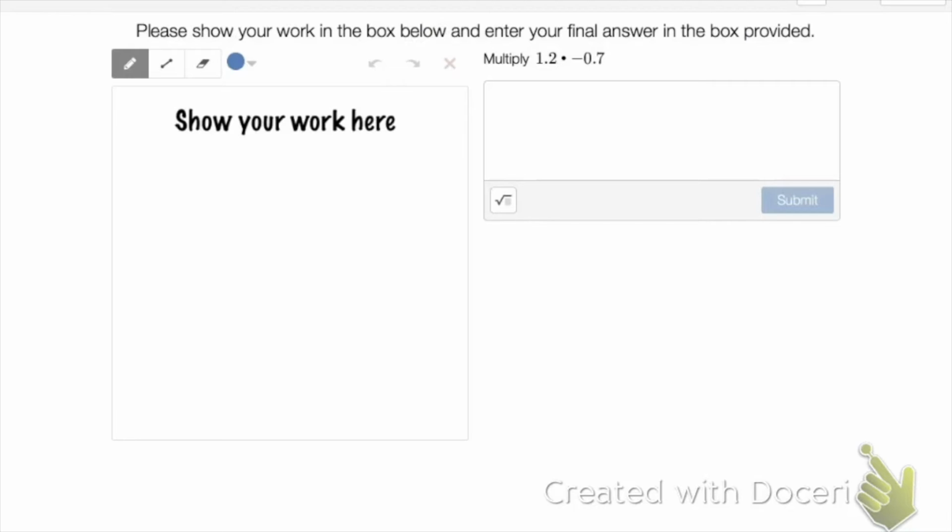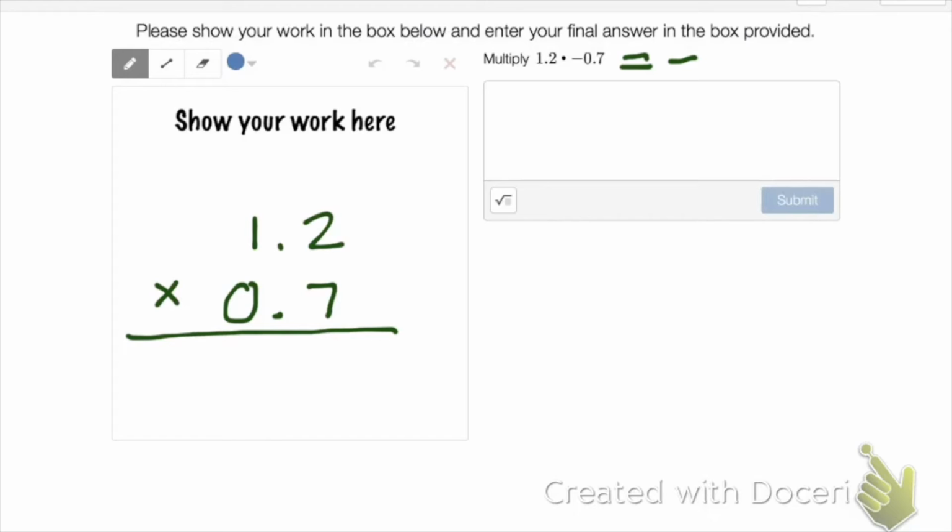Okay, the next problem we have is positive 1 and 2 tenths multiplied by negative 7 tenths. So positive times negative, the answer will be a negative answer. So now let's set it up. 1.2 multiplied by 0.7. 7 times 2 is 14. We write 4, we remember 1. 7 times 1 is 7 plus 1 is 8.